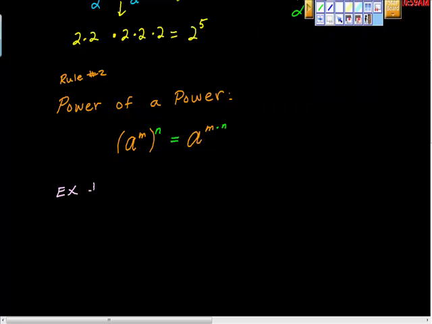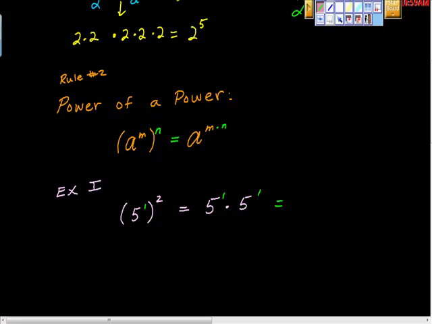So take example 1 here. Let's see, we have 5 squared. Well, 5 squared means 5 times 5, doesn't it? But look at this. Isn't it true that 5 to the first power is the same as 5 to the first power squared, which in the weirdest way would be 5 to the 1 times 2 power, wouldn't it? So just as a way to demonstrate that, here the base is 5 to the first power.